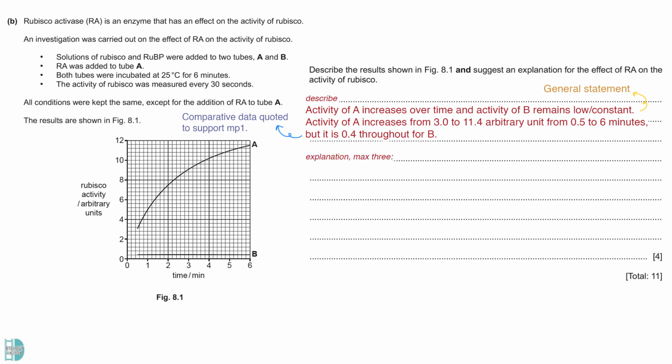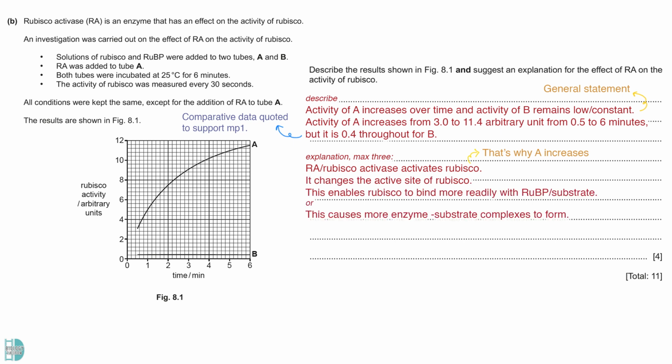Now, let's suggest some explanations. Tube A shows us that RA activates Rubisco. It may do so by changing the active site of Rubisco. This change may enable Rubisco to bind more readily with RuBP, forming more ES complex. Another possibility is that it causes the product to leave the active site more quickly, and the new substrate can combine to the active site more rapidly.